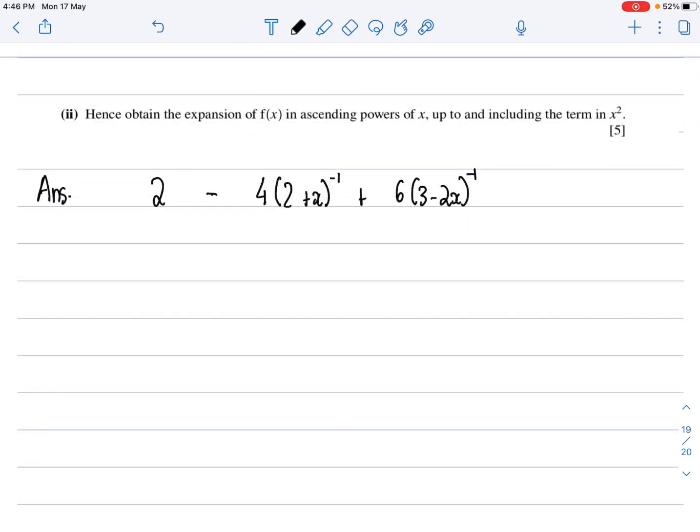Now this is the second part of the question. They have asked us to write f of x in ascending powers of x, and include all the terms up to x squared.